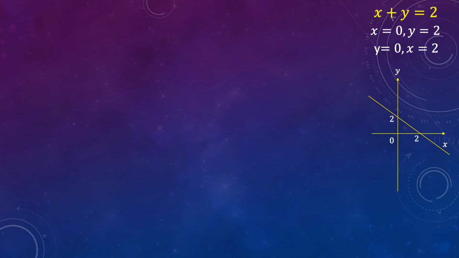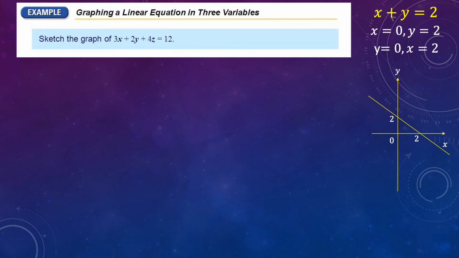Now let's see how to sketch a linear equation with three variables. For example, graphing a linear equation in three variables. The example is 3x plus 2y plus 4z equals 12. Same as with the equation with two variables, we find all the intercepts first. That means the x-intercept, y-intercept, and z-intercept.